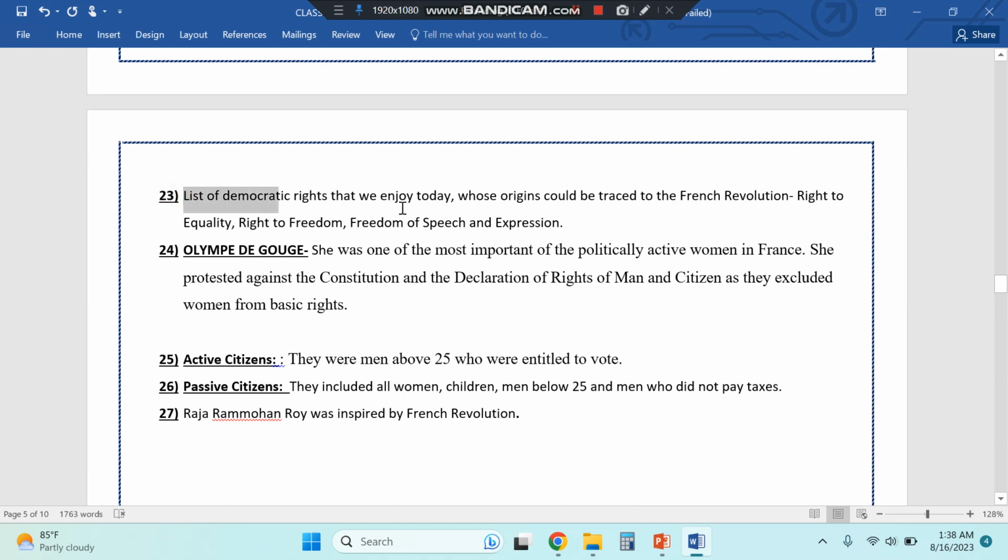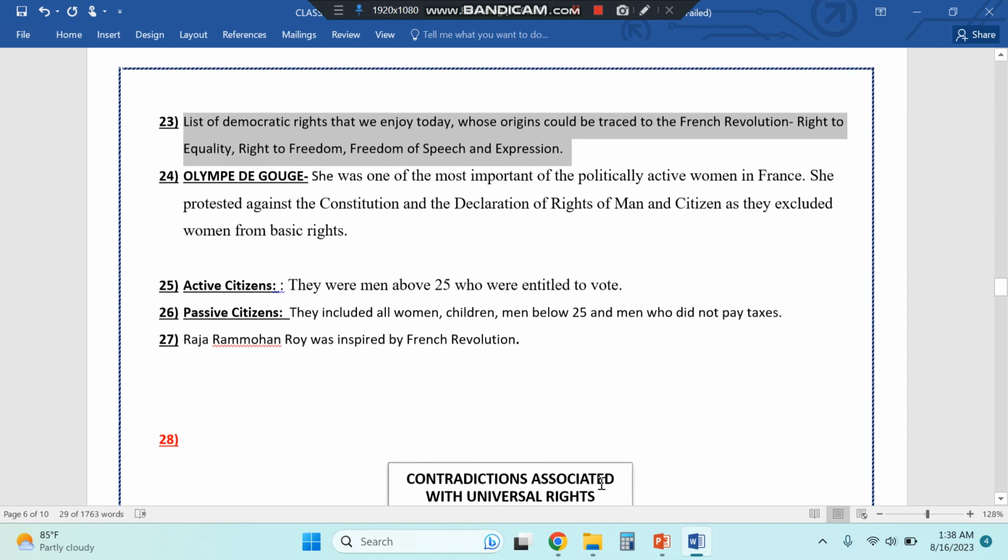This is very, very important. The democratic rights that we enjoy today, their origins are in the French Revolution. So which ones had their origin in the French Revolution?